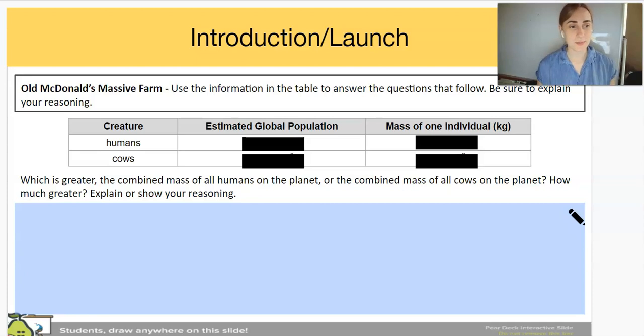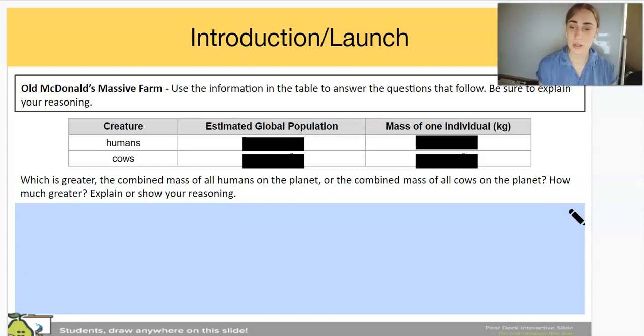We'll try it together. So for our introduction/launch, we're doing a problem called Old MacDonald's Massive Farm. So you're going to use the information in the table to answer the questions that follow. Be sure to explain your reasoning. So in the table you can see we have two creatures. We have humans and cows, and it gives us our estimated global population for both and the mass of one individual in kilograms for both.